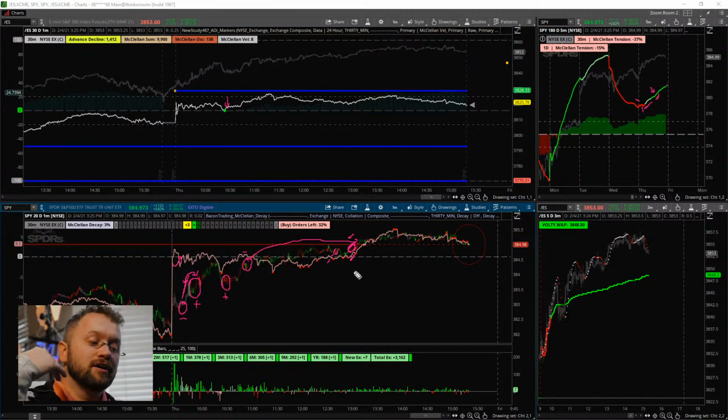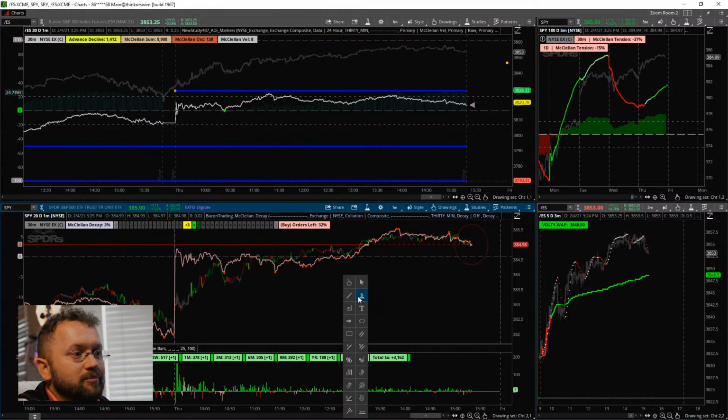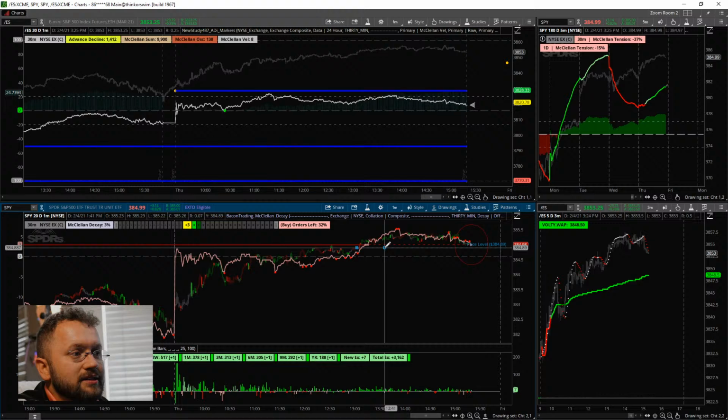This is not a double down, it's a triple down. So they went short again. So what we could do is mark out that position again. We can mark it out. You can see where it is.